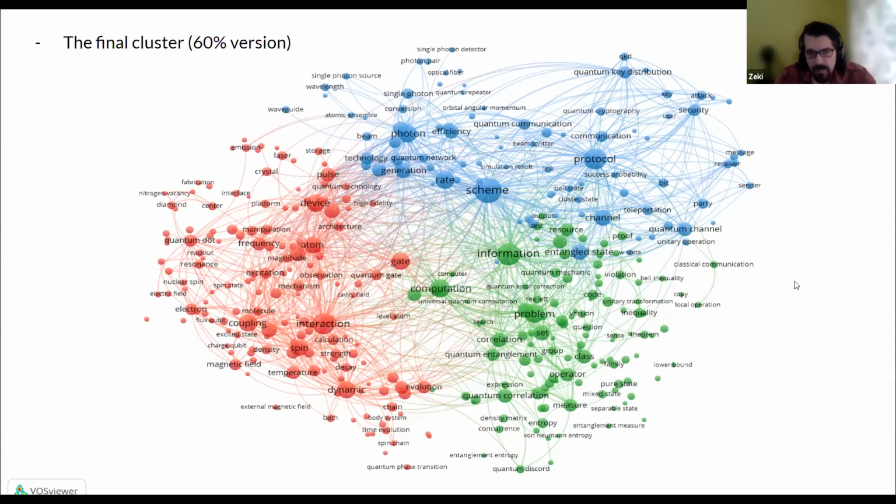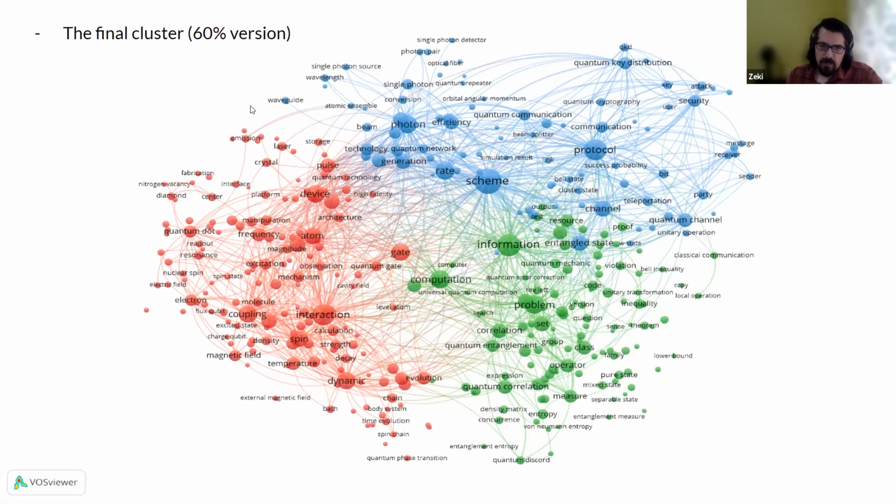Actually, you can see that there are 3 clusters in the literature. We interpreted the red cluster as more related to physical hardware. So regardless of the topic that you are dealing with, if you are doing mostly experimental science, probably you will be in this cluster, or you will be interested in this cluster. This blue cluster is more on quantum communication, quantum key distribution, single photon sources and quantum repeaters. So it is quantum communication and cryptography, and the green cluster is more towards quantum computation and quantum information science.